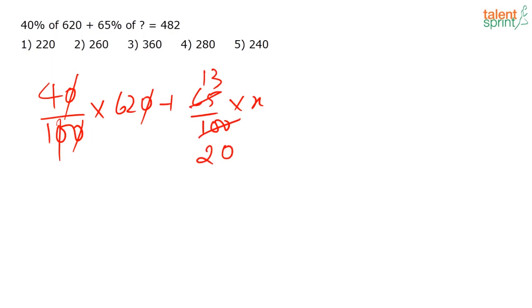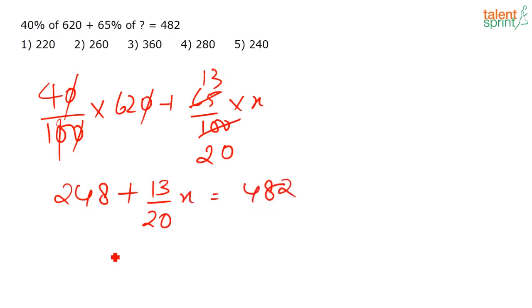So 62 into 4, that is going to be 248 plus 13 by 20x is equal to 482, or I can say 13 by 20x is equal to 482 minus 248. What is 482 minus 248? You will get it as 234. Am I correct? Yeah, I think that's correct.